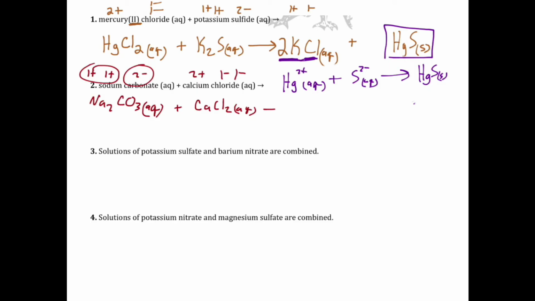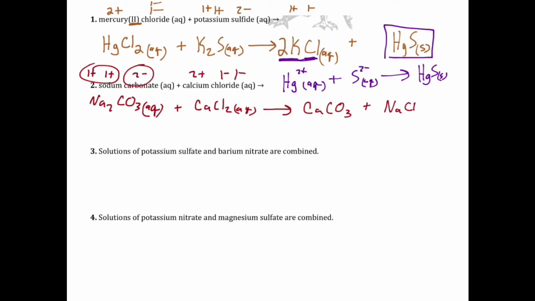Again, this is a double replacement reaction, so you just make the metals trade places. So now the calcium is with the carbonate. Calcium is a 2 positive, carbonate is a 2 negative. That's a 1-to-1 ratio. And then we end up with sodium chloride, and sodium is a 1 positive, chloride is a 1 negative, again a 1-to-1 ratio.